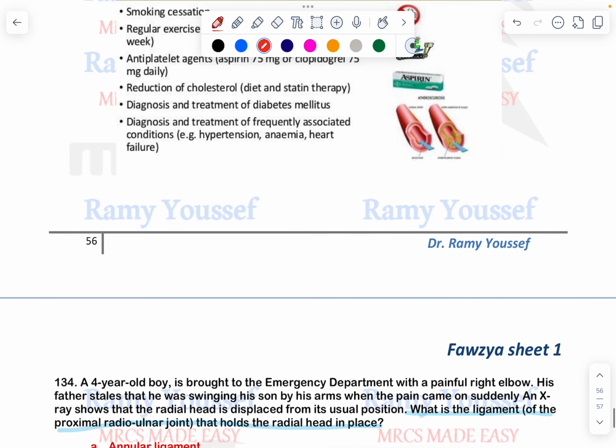A 4-year-old boy is brought to emergency with a painful right elbow, and the father said he was swinging him by the arms. What is the ligament? Annular ligament.